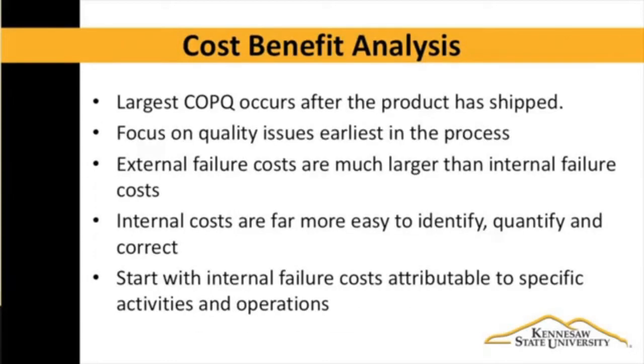Regarding cost of poor quality, keep these important points in mind. First, the largest cost of poor quality occurs after the product has shipped. Focus first on quality issues earliest in the process for managing internal quality cost. External failure costs are much larger than internal failure costs, but internal failure costs are far more easy to identify, quantify, and correct. For quality improvement projects, start with internal failure costs attributable to specific activities and operations.